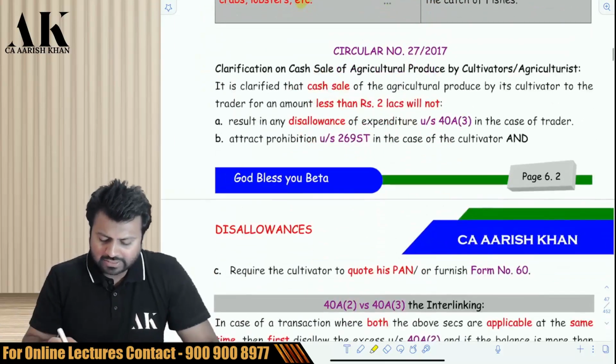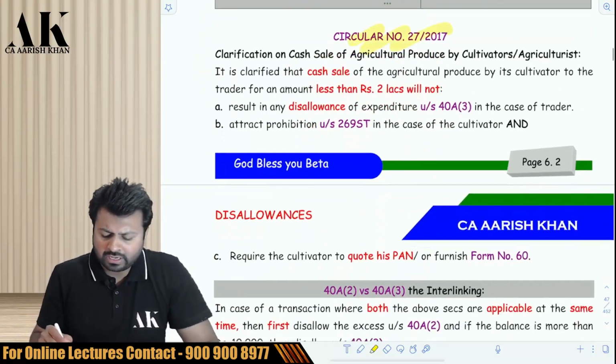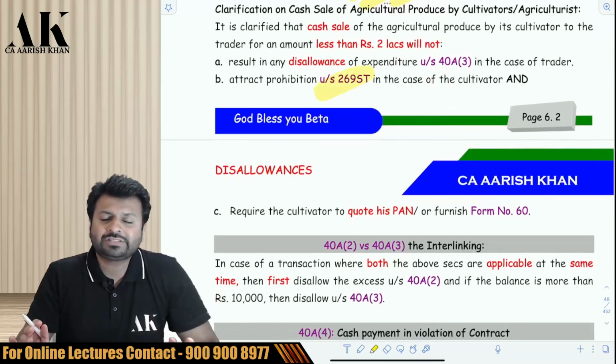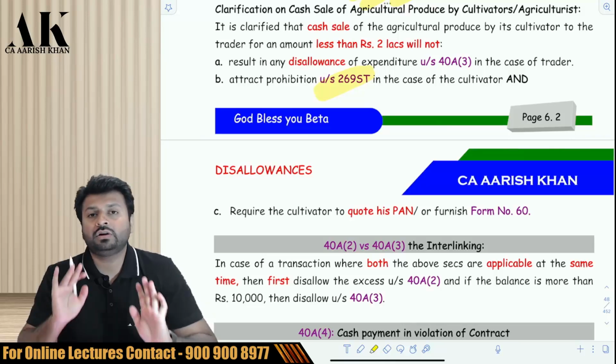Okay. Now there is one circular over here. I am keeping this circular on hold. I will be discussing this circular after we are done with section 269ST. Once we are done with 269ST, we will be dealing with this circular. Don't worry about it.